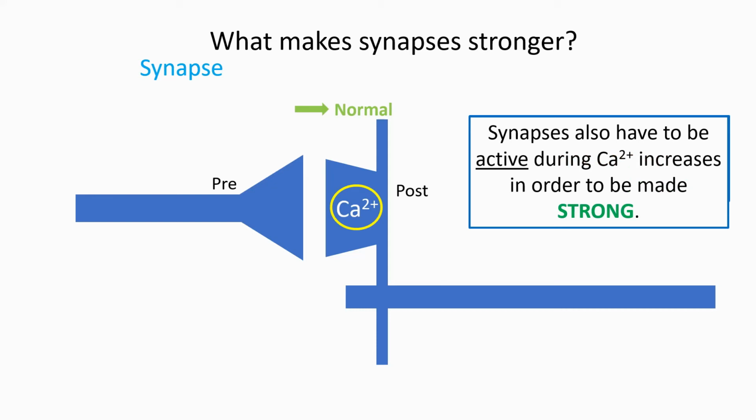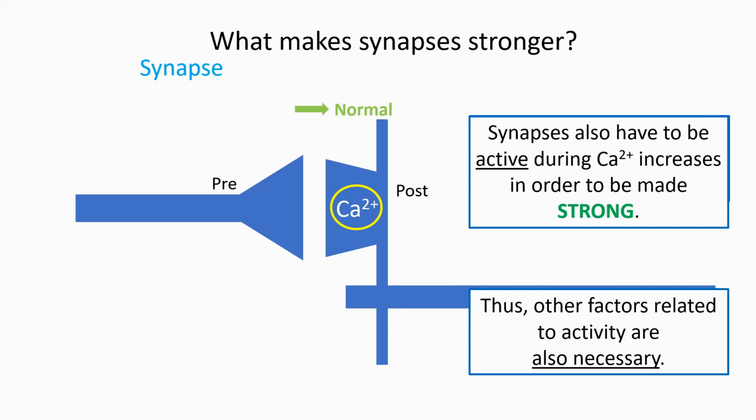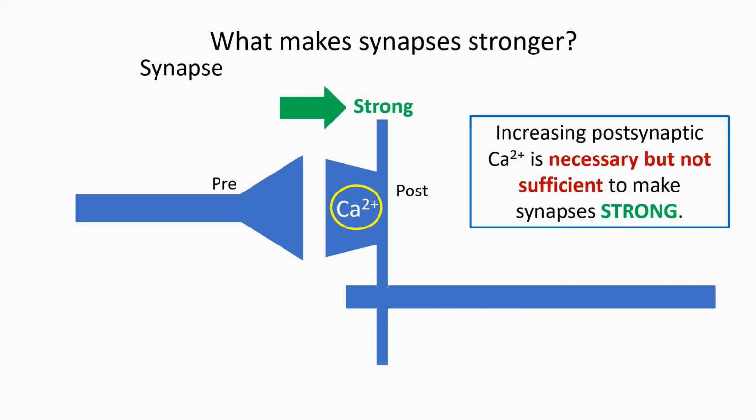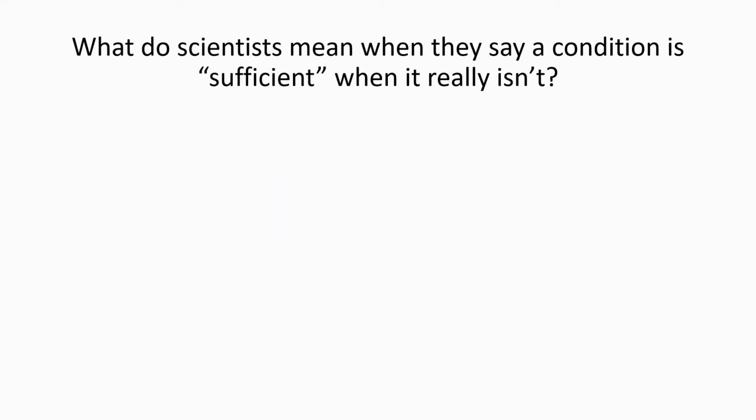Synapses also have to be active during calcium increases in order to be made strong. Thus, other factors related to activity are also necessary. In conclusion, increasing postsynaptic calcium is necessary but not sufficient to make synapses strong. So we have this confusing situation where the scientists concluded that a rise in postsynaptic calcium was sufficient to strengthen synapses when it really wasn't. And we can ask the question in general, what do scientists mean when they say a condition is sufficient when in fact it is not?